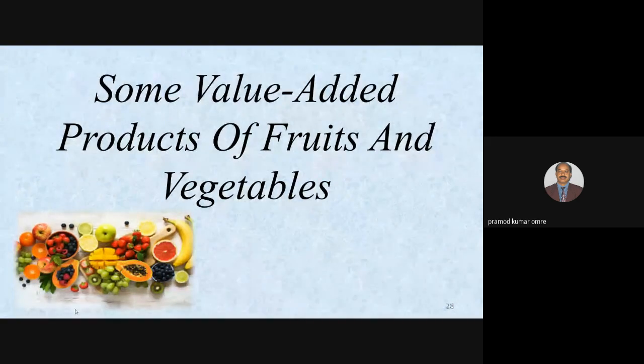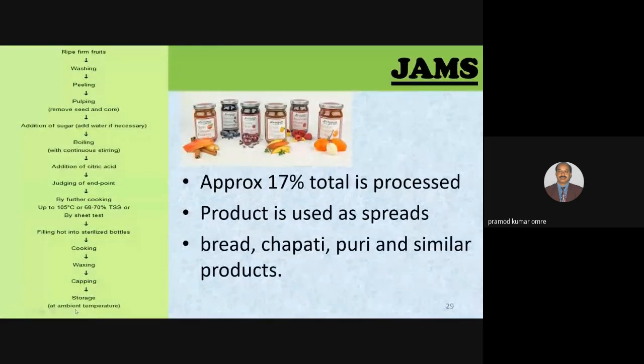Some value added products are fruits and vegetables. Here you can see we can convert the fruits and vegetables in different forms. Some of the examples are there. Jams is there. Approximately 17% total is processed. Product is used as spreads, bread, chapati, puree, and similar products. Here recipe is also there. You can see the recipe here, how to make the jams from the different products. So you can add the value to the product, and we can get a higher price of the product.